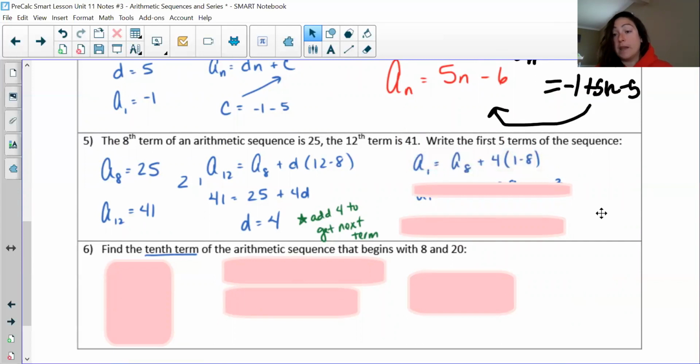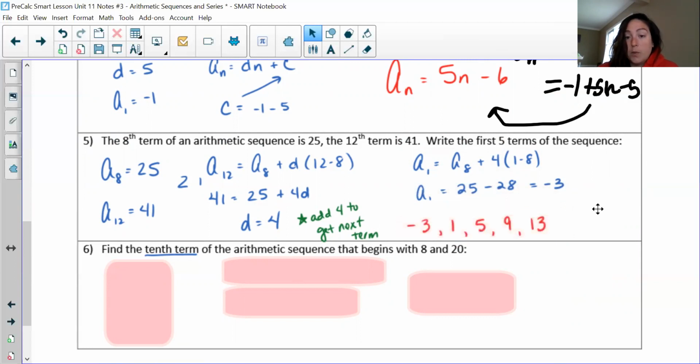So to find the first term, because we want to find the first 5 terms, I need to find the first, using that formula again: A sub 1 equals A sub 8 plus 4 times 1 minus 8, which means the value of the first term is negative 3 once we simplify that. So we get negative 3 plus 4 is 1, plus 4 is 5, plus 4 is 9, plus 4 is 13.